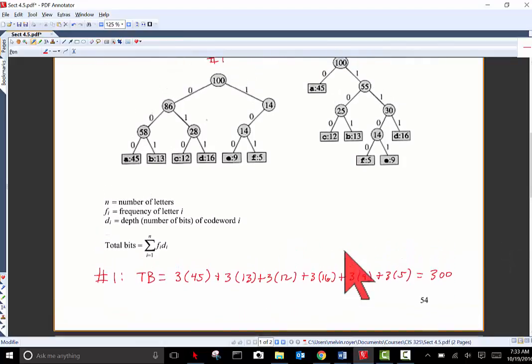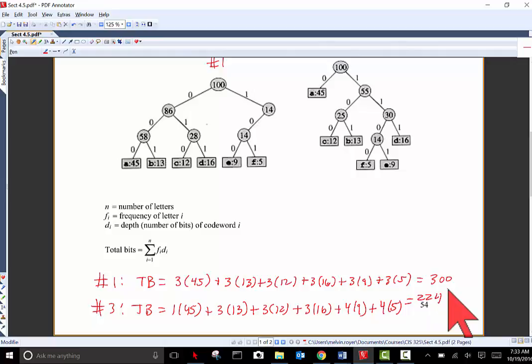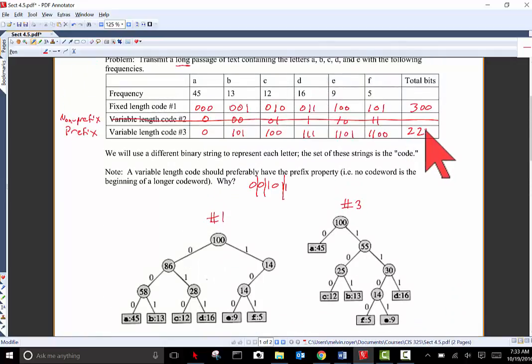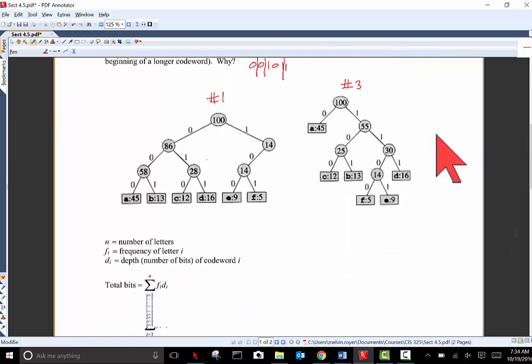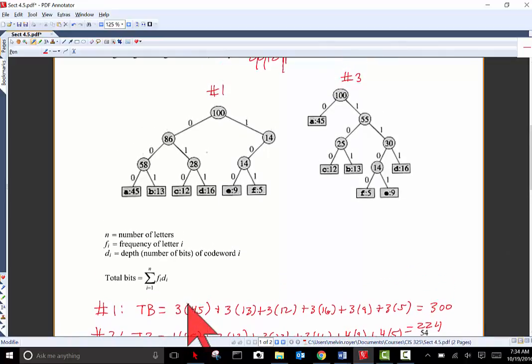So let's calculate for number 3 total bits required. So for the A's, they are at depth 1, and I have 45 of those. The B's are at depth 3, and 13 of those. For C's, 3 times 12. For D's, 3 times 16. For E's, 4 times 9. And for F's, 4 times 5. And that works out to be 224, which of course is considerably shorter than 400. And the reason is we save so much here on transmitting A's.